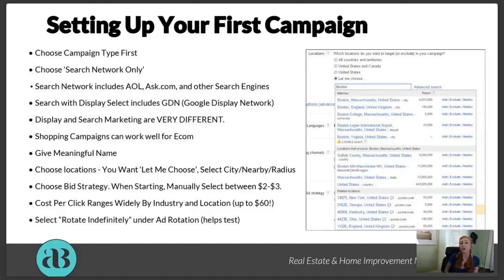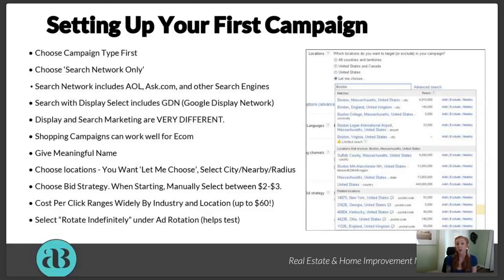The next thing you're going to do is choose your location, and you want to select that individually. You can either do it by city. You can do nearby options, such as nearby neighborhoods or districts. And then you can do a radius. So let's say you're a plumber and you only travel 40 miles outside of your location. You can actually do a 40-mile radius around where you are. And those are the only people that you want to show your ads to.